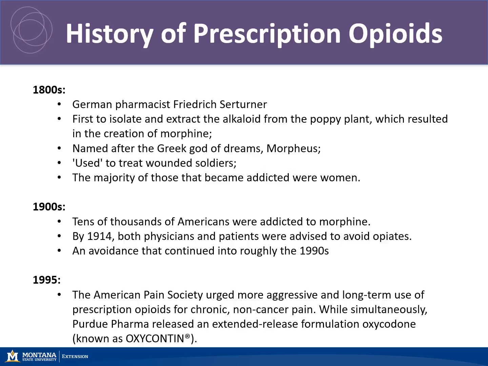This avoidance continued into roughly the 1990s, when some in the medical community wondered why prescription opioids were avoided entirely for patients experiencing chronic pain. By 1995, the American Pain Society urged more aggressive and long-term use of prescription opioids for chronic, non-cancer pain. Simultaneously, Purdue Pharma released an extended-release formulation of oxycodone, also known as Oxycontin.